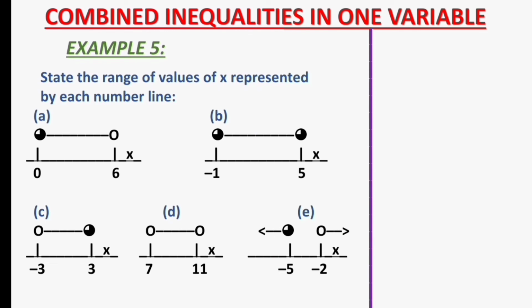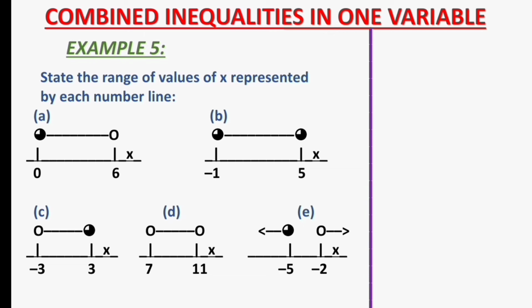Let's see our final example for combined inequalities in one variable. Example 5. State the range of values of x represented by each number line. In question A, we have a shaded or colored ring on point 0 and an empty ring on point 6. Also, we have a combination in question A for line x.